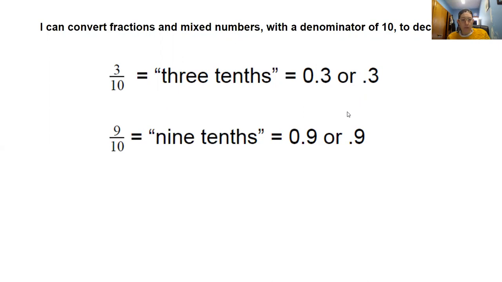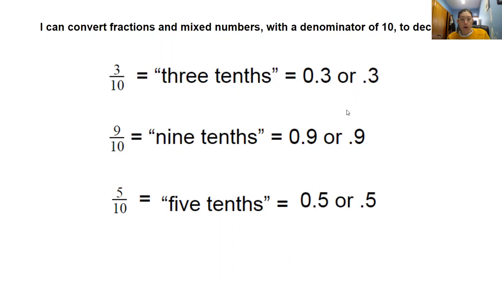Now I want you to try one. Right now on your paper, take this fraction, write down what it would be in word form, and then write down what you think the decimal would be. Pause the video and write it down. So you should have written 5 tenths as the word form. Then the decimal would be 0.5. These are all simple fractions and all of their denominators are 10.